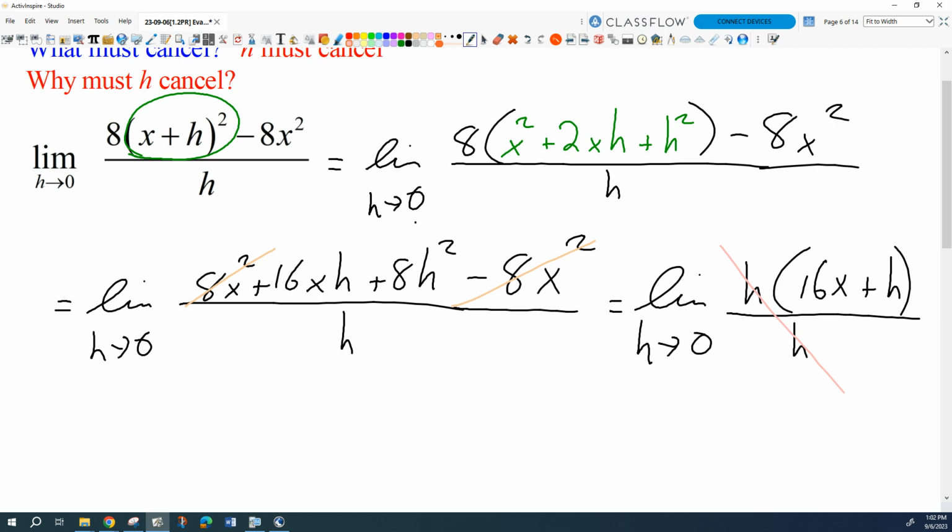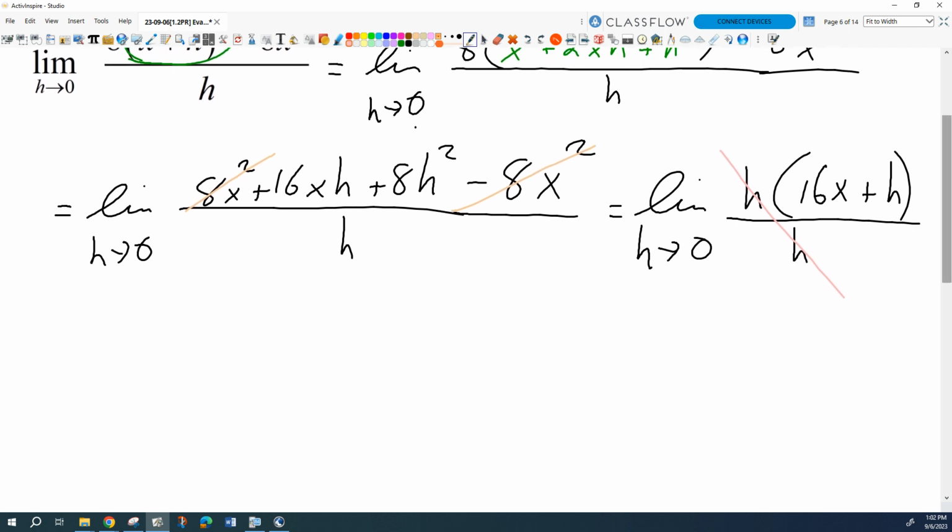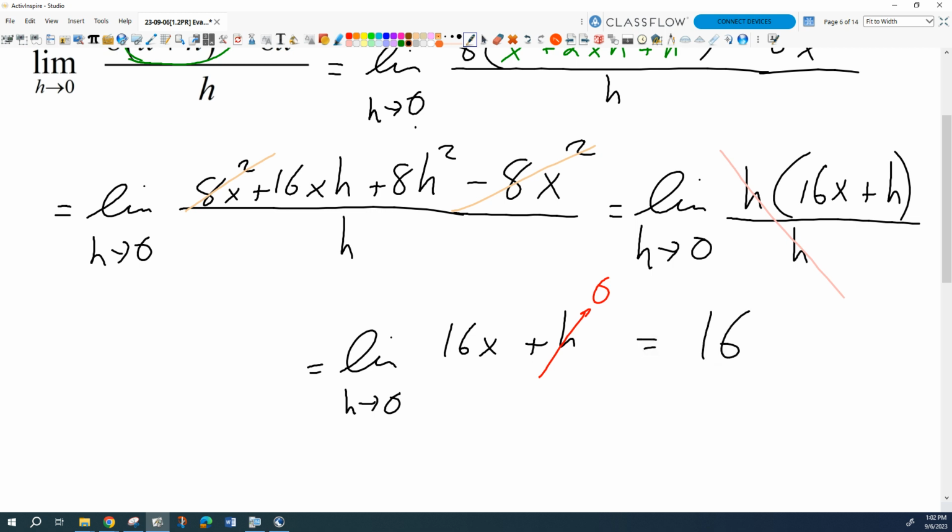So now the indeterminacy is gone. I no longer get 0 over 0 when I directly evaluate. And so what's going to happen when I let h go to 0? I just get 16x, don't I? Yeah. And here's our h going to 0. And so we get 16x.